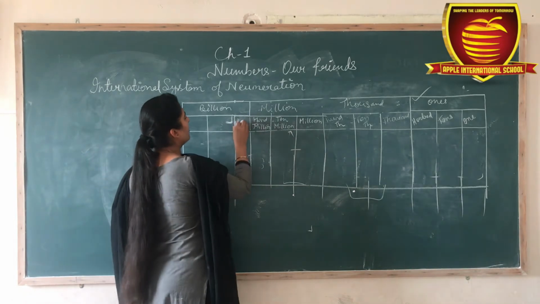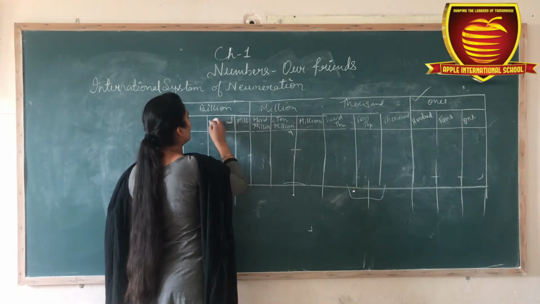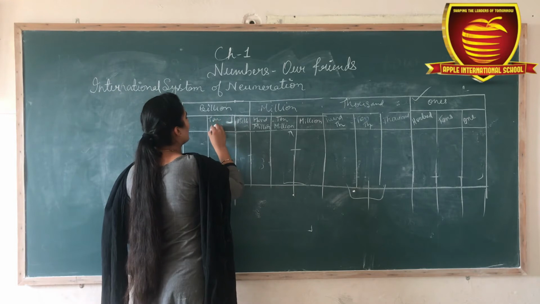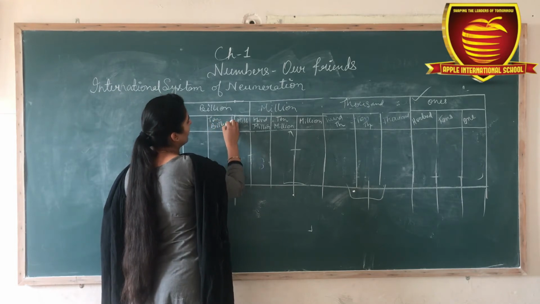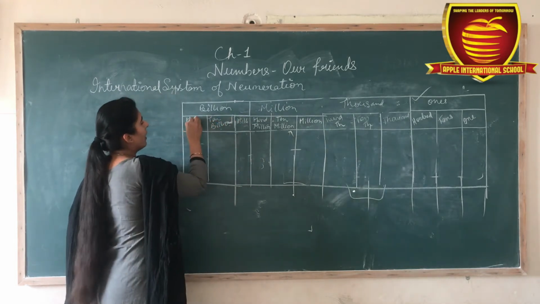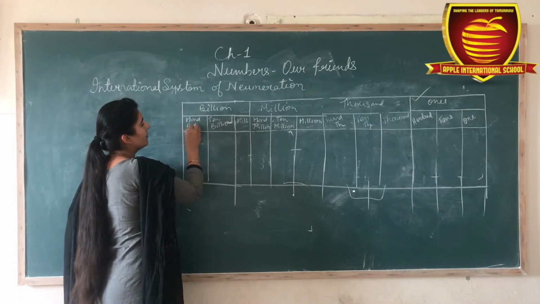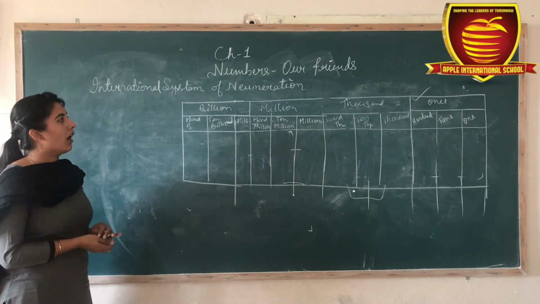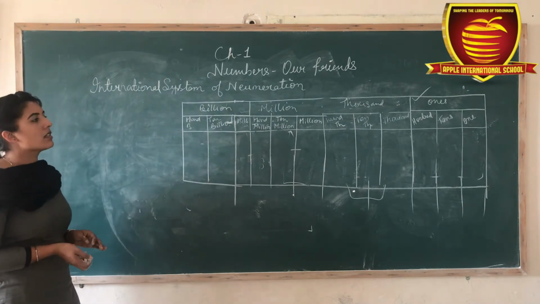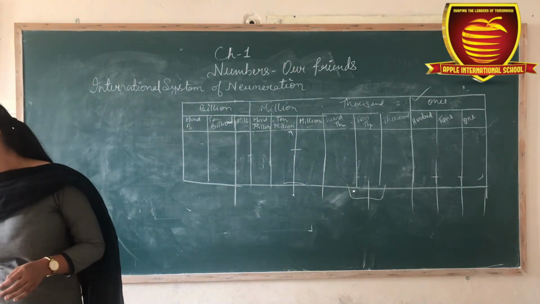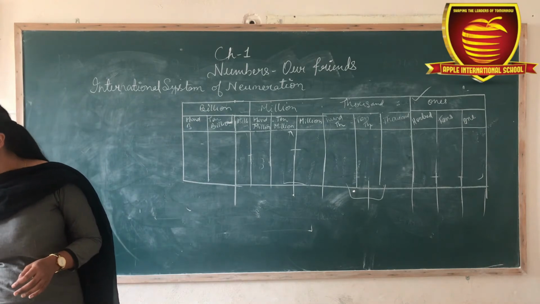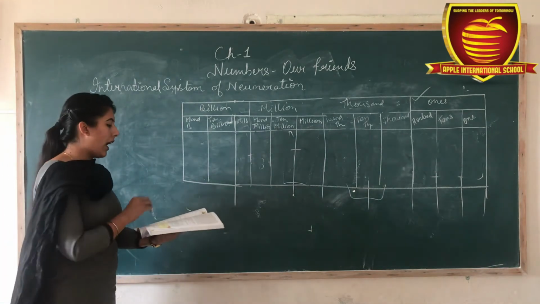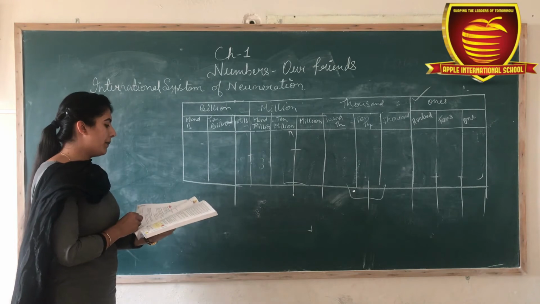Here 1 billion, 10 billion. Next one is 100 billion. Okay. So this is the table of our international system of numeration. Now I take an example.